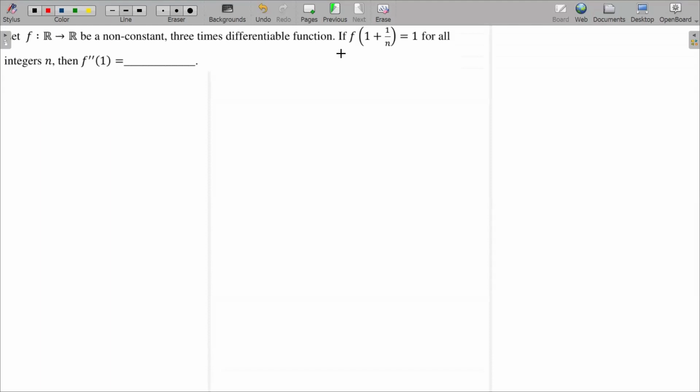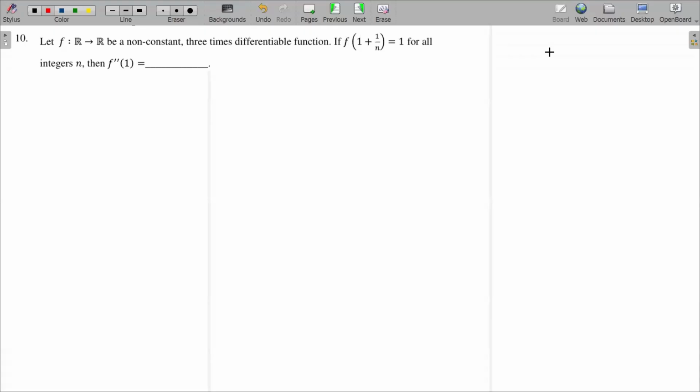Yes, sir. He is trying to say using the sequential criterion, 1 plus 1 by n goes to 1, then f of the functional value also goes to f of 1. Sir, the answer will be 0. Okay. Sir, actually, I have constructed one counterexample.